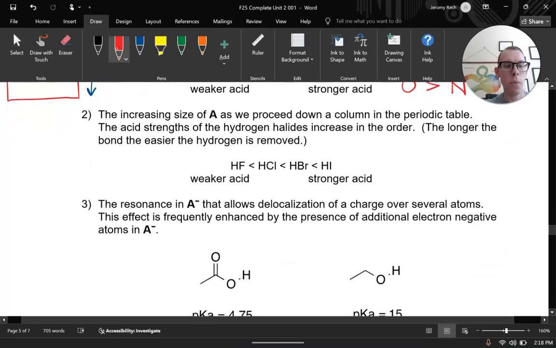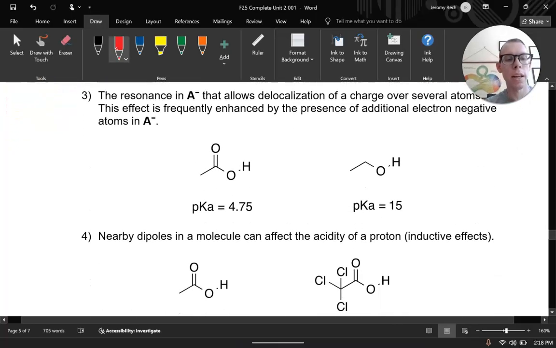Now, the two that we're going to focus on the most are going to be number 3 and 4. These are going to be focused on resonance and then what is known as our inductive effect. So let's go ahead and think about resonance. As I said in our last unit, resonance is something that is never going to go away. We're going to see resonance again and again and again. If you have resonance, you can move that negative charge that would come from the deprotonation to a variety of different atoms, and that will help stabilize it.